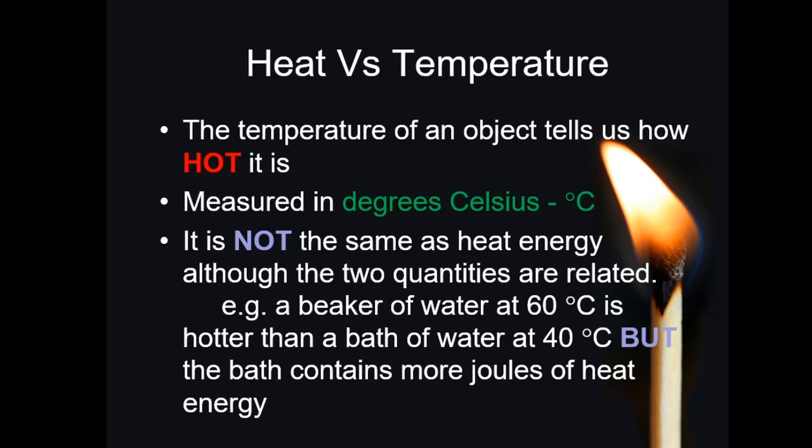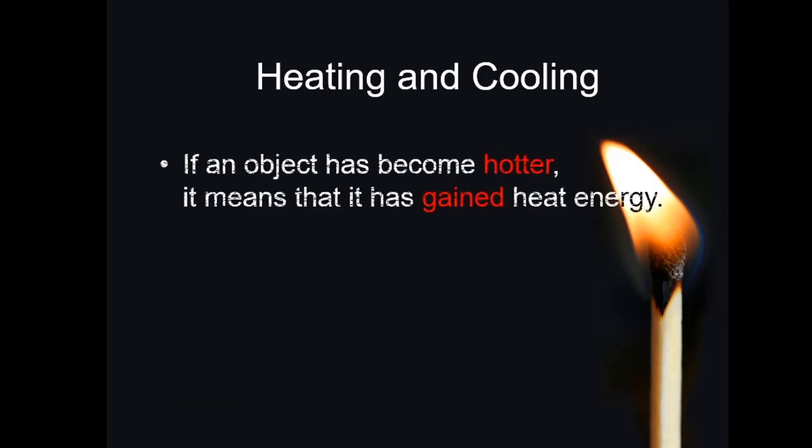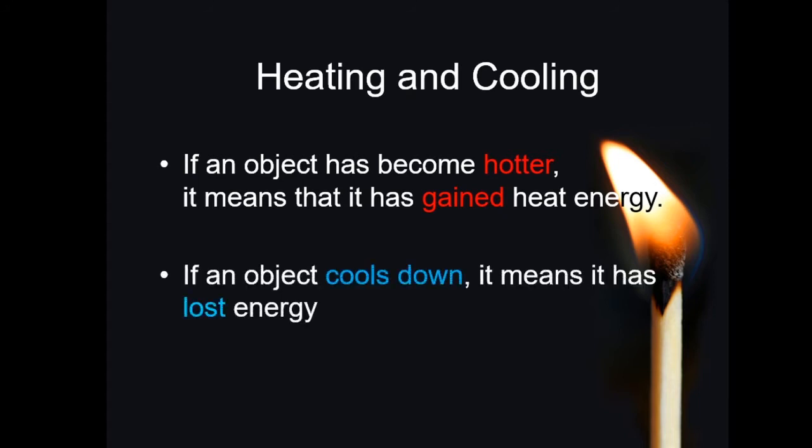Okay, for example, a beaker of water at 60 degrees Celsius is hotter than a bath of water at 40 degrees Celsius, but the bath contains more joules of heat energy. Why is that? Because a beaker of water is just a small container, while a bath of water is a large container, meaning that it has more heat energy in it. So if an object has become hotter, it means it has gained heat energy, right? If an object cools down, it means it has lost heat energy. Simple as that.